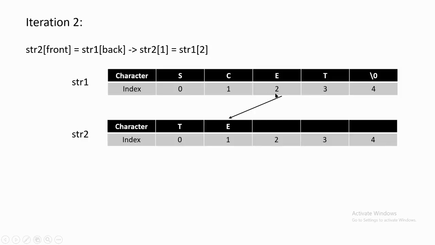The same 3 steps will be performed in iteration 2 also, with the modified front and back values. Because of this assignment, the character at index 2 of string1 is copied to position 1 in string2. If you observe here, e is the character available at position 2 in string1 that is copied to the first position in string2. Then the front pointer will be incremented and becomes 2, and the back pointer gets decremented and becomes 1.